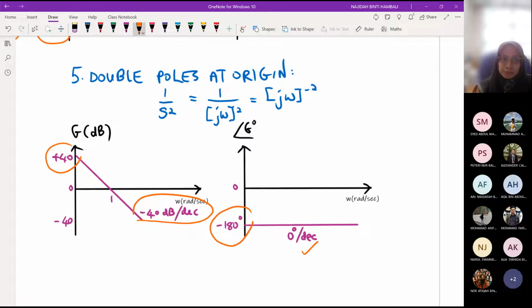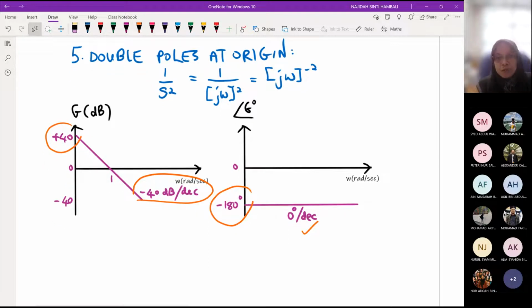Any questions so far? Are you okay until theory number 5? Very good. Thank you, Ami. Alia Shahida, okay. Atika, Ain Maisara. Okay. Can I move to the next theory, number 6?